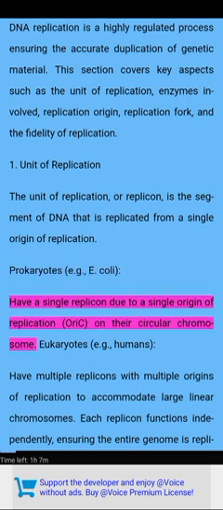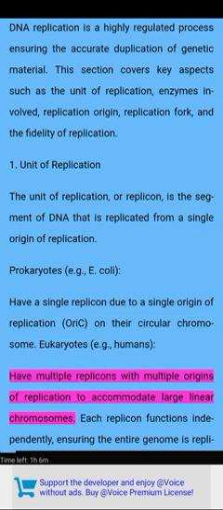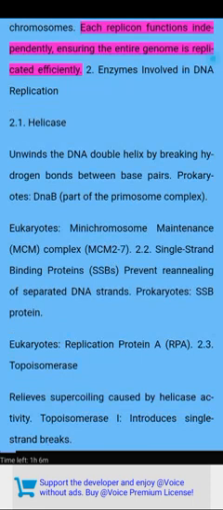Prokaryotes have a single replicon due to a single origin of replication, or ORI-C, on their circular chromosome. Eukaryotes, e.g., humans, have multiple replicons with multiple origins of replication to accommodate large linear chromosomes. Each replicon functions independently, ensuring the entire genome is replicated efficiently.